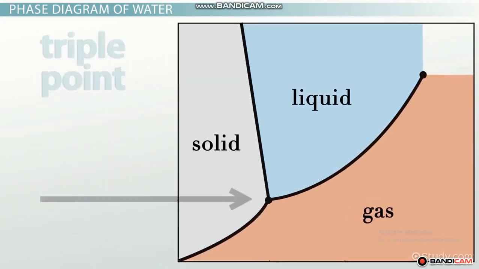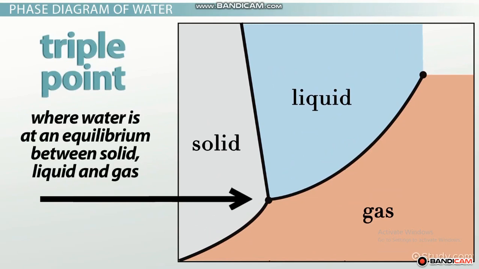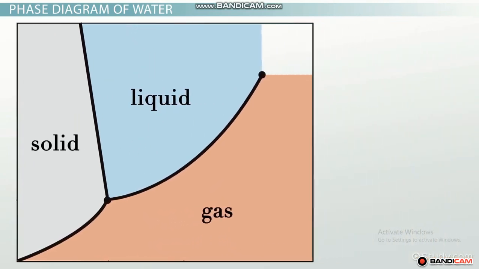First, take a look at the triple point. This is the point where water is at an equilibrium between solid, liquid, and gas. In other words, all 3 phases occur at this point. Next, check out the critical point.